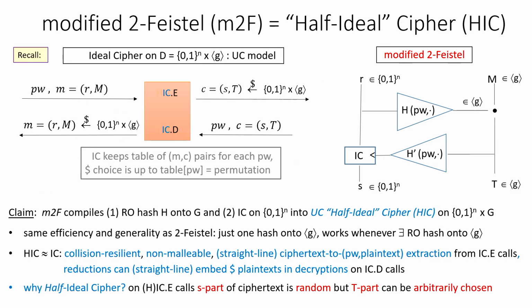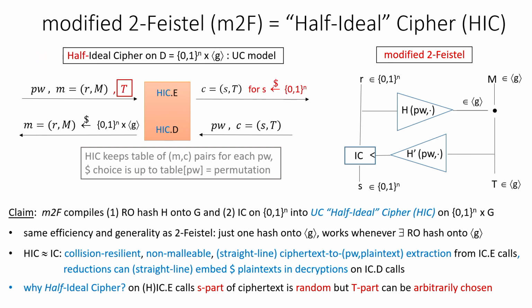Okay, so I will show you what this half-ideal cipher is exactly. First, let me just recall the ideal cipher quickly on this extended domain now. In this case, because the domain is bit string, comma, group element, this is the plaintext format, and the ciphertext is random. And also, when I decrypt, the plaintext is in the same extended domain and it's chosen at random. So that would happen if this was an ideal cipher.